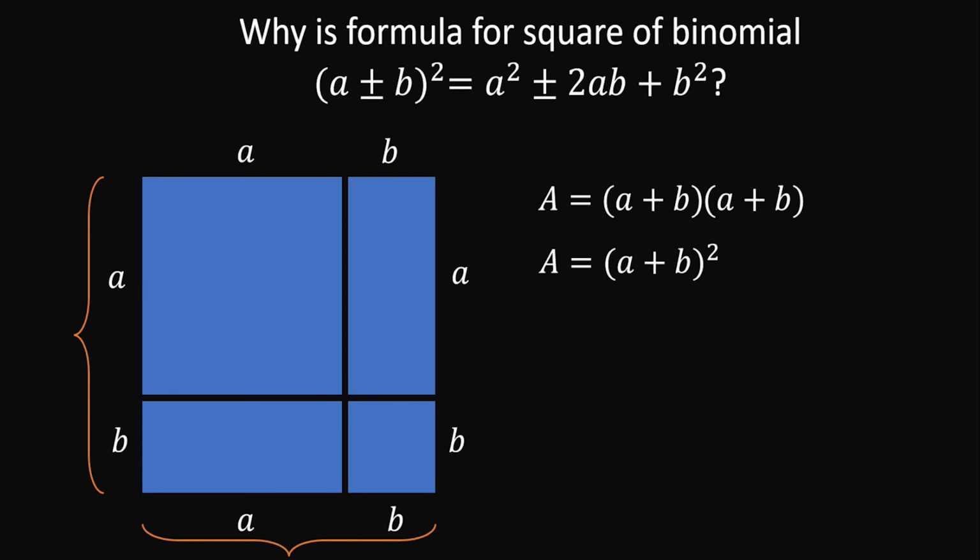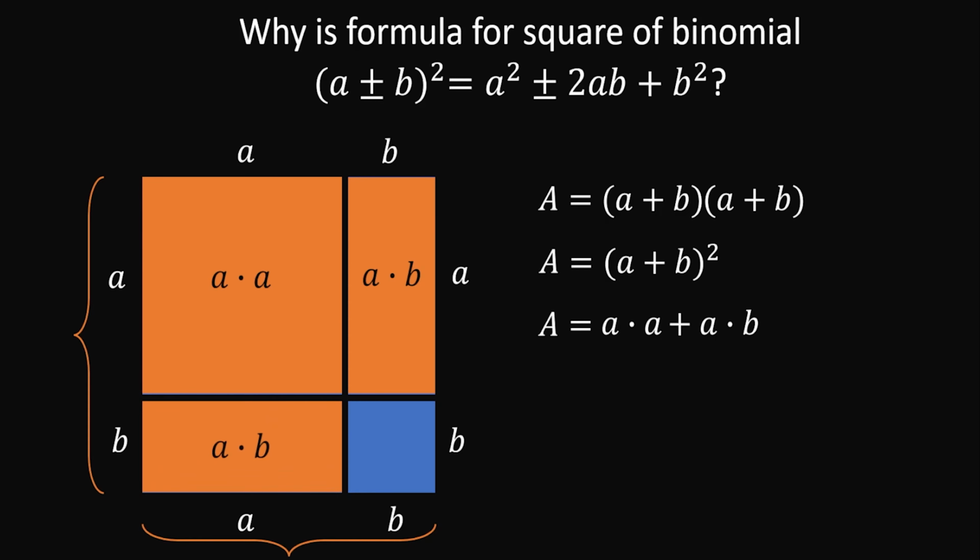Now let's do exactly the same thing, but this time we will use the sum of the individual areas of each room of your apartment. So we have the area of the first room, and that is a times a, the area of the second room, which is a times b, the area of the third room, which is again a times b, and the area of the fourth room, which is of course b times b.